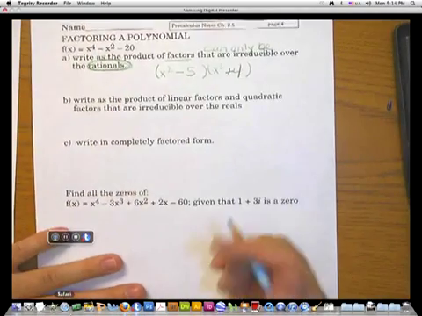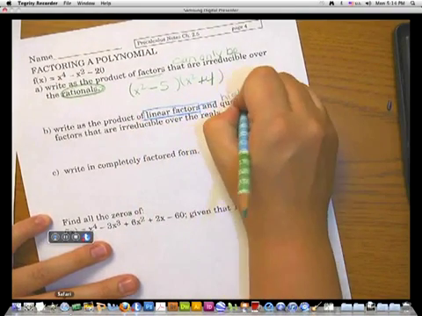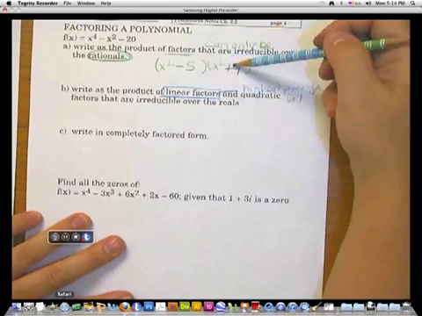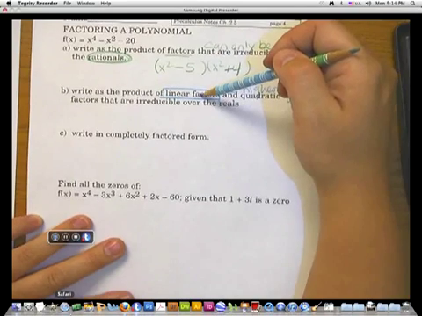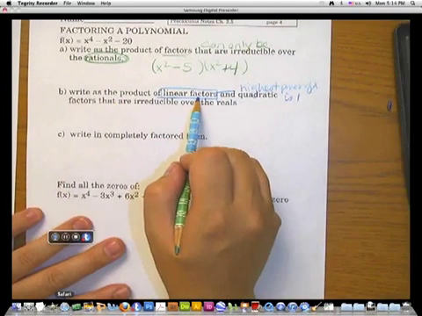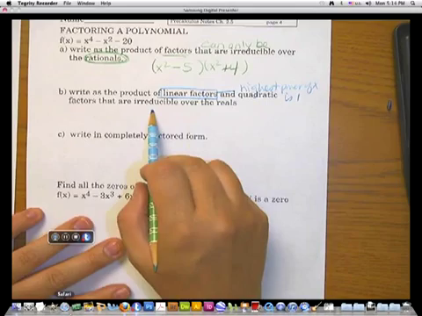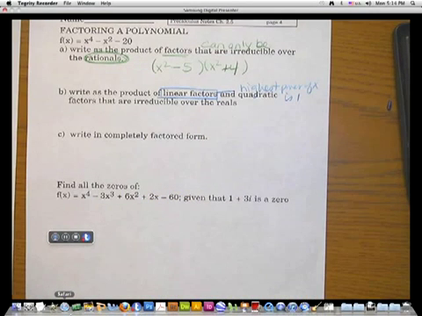All right, so let's look at the next piece. Linear factors. That means the highest power of x is 1. So up here, these are not linear. These are not acceptable factors down here in part B. Okay, so we're going to write linear factors and quadratic factors. Okay, so we now can have singles and we can have squares. Irreducible over the reals.